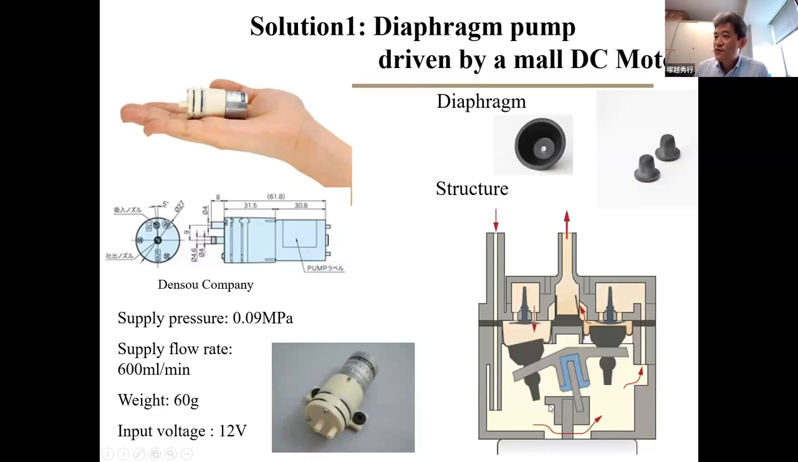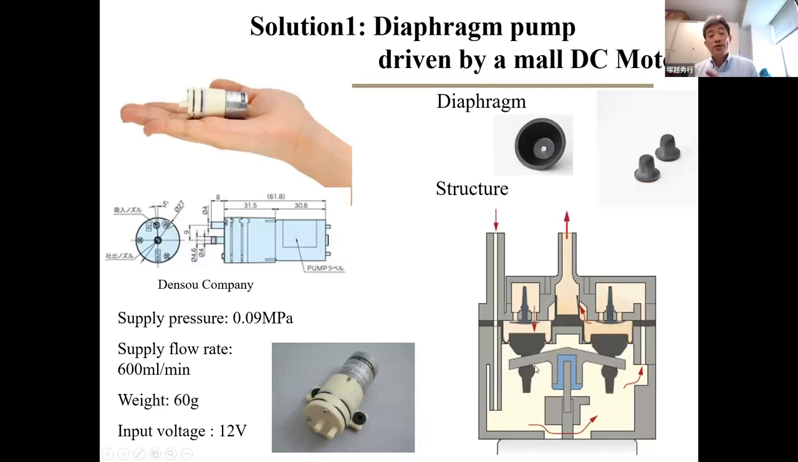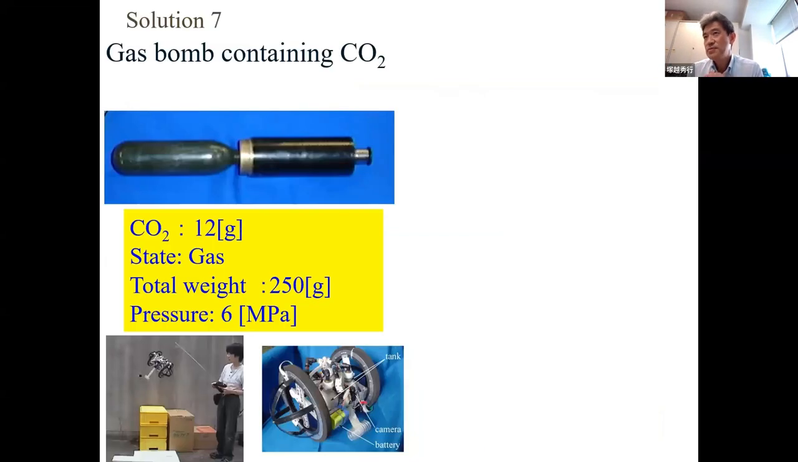And the big difference from the previous type is that it utilizes diaphragms instead of using gears. So the friction tends to be smaller and the loss will be reduced. This is a big advantage. And the next one has a much simpler structure.